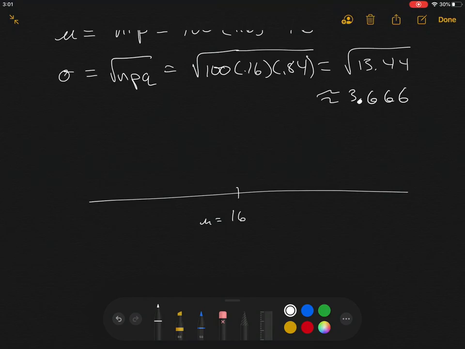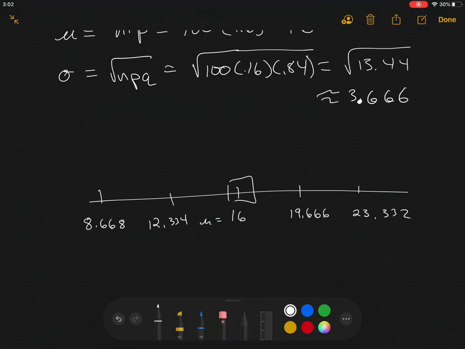So 16 plus 3.666 would be 19.666. If I add 3.666 to that, I get 23.332. Below, 16 minus 3.666 would be 12.334. And if I subtract 3.666 one more time for another standard deviation, I get 8.668, like that. So here are 2 standard deviations away from the mean, right? Here's the mean, and then 2 standard deviations to the left and to the right.